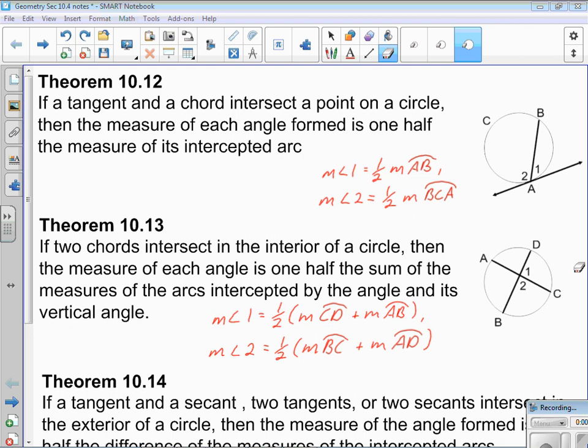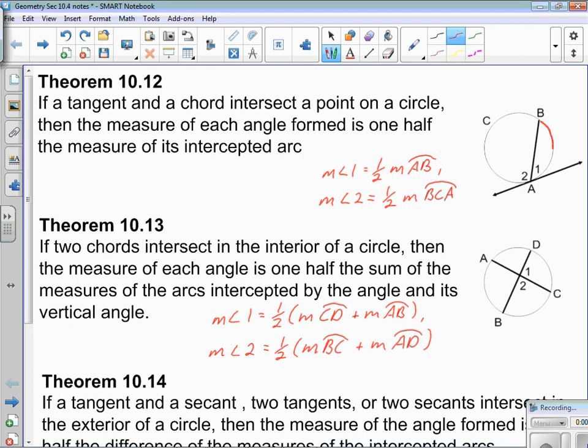All right, theorem 10.12. If a tangent and a chord intersect at a point on a circle, then the measure of each angle formed is 1/2 the measure of its intercepted arc. So we have a tangent line here and a chord here, and where they intersect is at the point of tangency, point A, which creates a linear pair, or two angles, angle 1 and angle 2. Each angle is half the measure of the arc that it intercepts.